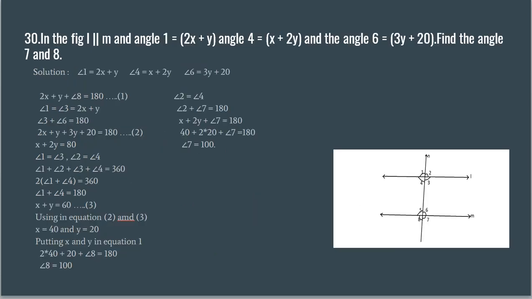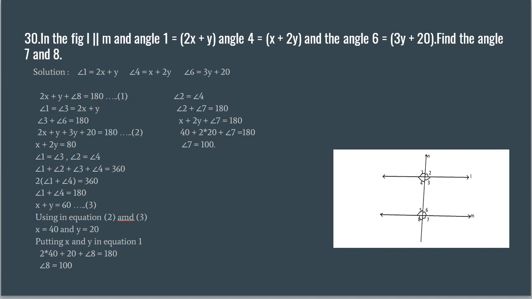We have in the figure, L is parallel to M, and angle 1 equals to 2x plus y, angle 4 is equal to x plus 2y, and angle 6 is equal to 3y plus 20. So we need to find angle 7 and 8. So this is a transversal line intersecting L and M, which are parallel to each other. So we have angle 1, angle 4, and angle 6 given in terms of x and y respectively, and we have to find angle 7 and 8. So we can obtain some relationship.